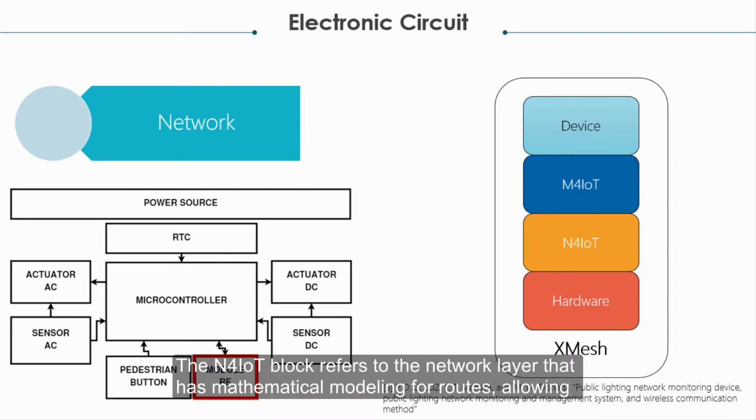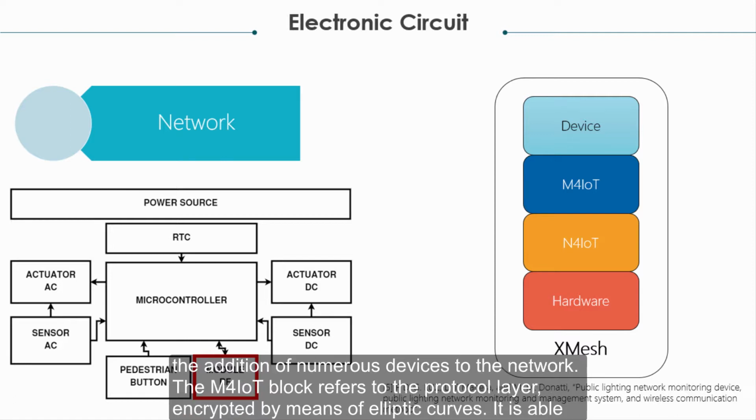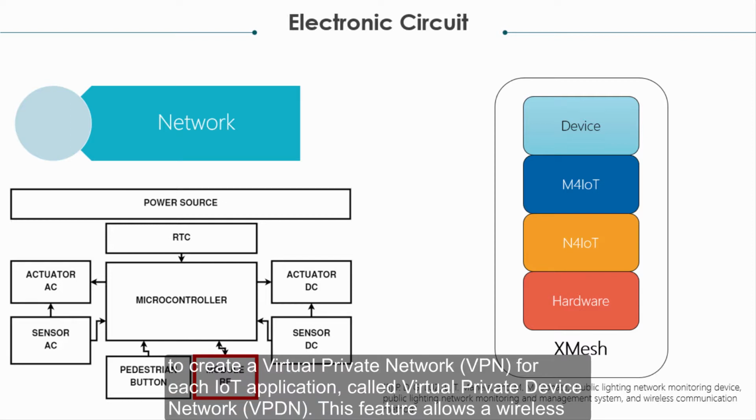The N4IoT block refers to the network layer that was mathematically modeled for routes, allowing the addition of numerous devices to the network. The M4IoT block refers to the protocol layer, encrypted by means of elliptic curves. It is able to create a virtual private network for each IoT application, called Virtual Private Device Network (VPDN).